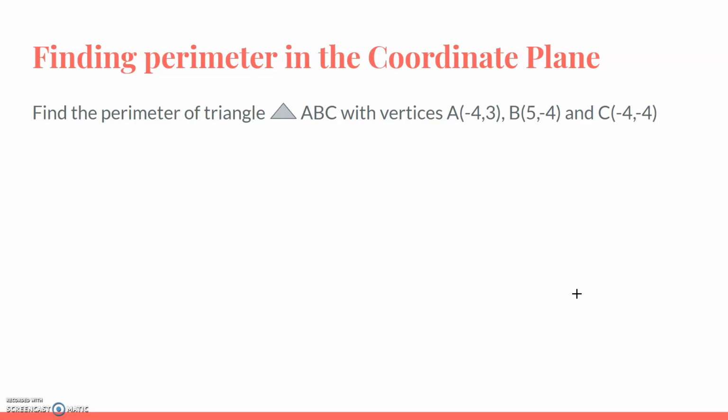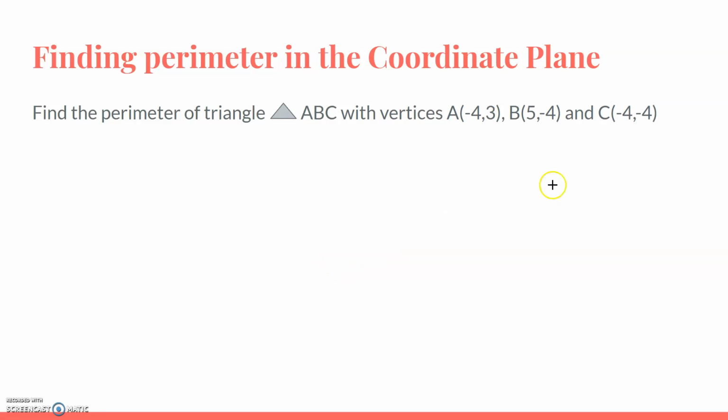Alright, now to go on with 2 more word problems. There are only 2 more questions that you need to complete, and then you're going to be done with the lesson today. So first, finding the perimeter in the coordinate plane. Find the perimeter of triangle ABC with vertices A(-4, 3), B(5, -4), and C(-4, -4). Plot these points. Try to find the perimeter with everything that we've learned in the previous videos. We learned about the ruler postulate, distance formula, and midpoint formula. Use all of these and try to find the answer. Come back and I'll give you the final answer.